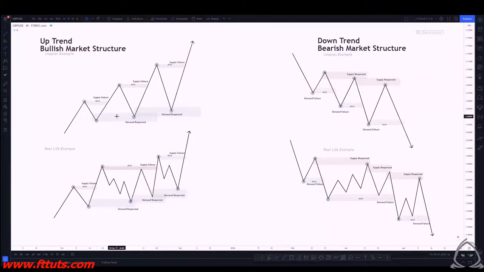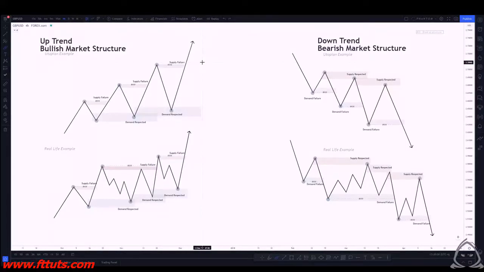What ends up happening is price will come back into a demand zone, which in this case is the higher low area. As long as we don't break below this higher low, we're still in an uptrend. Price respects demand and continues moving to the upside, failing supply and creating a higher high. Again, when price pulls back, it taps into demand, respects demand and breaks supply.